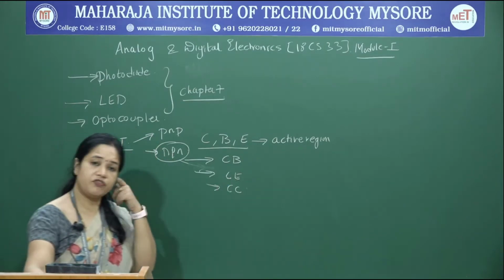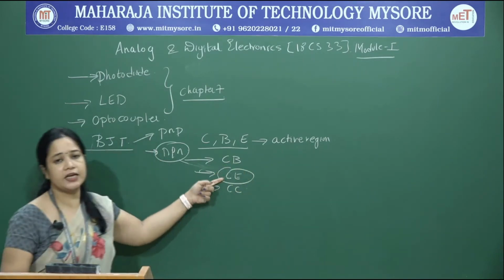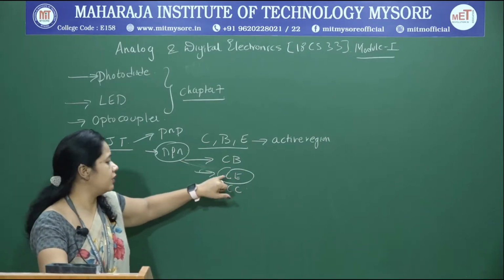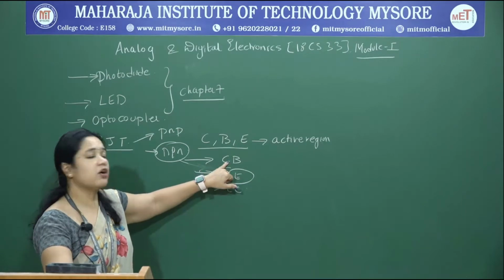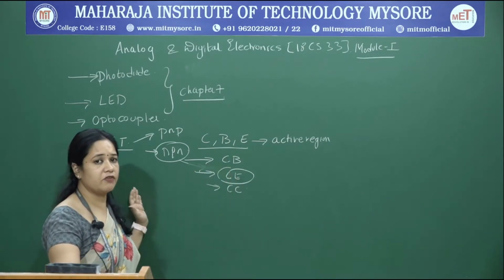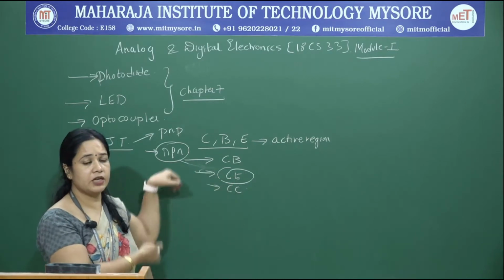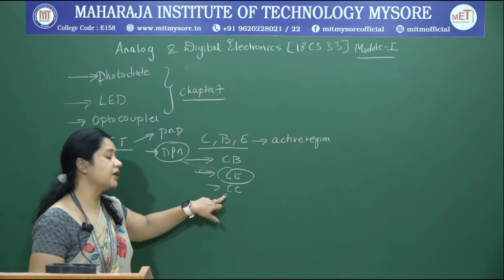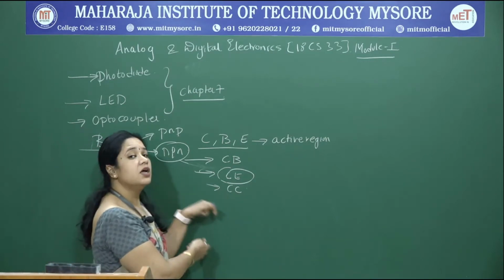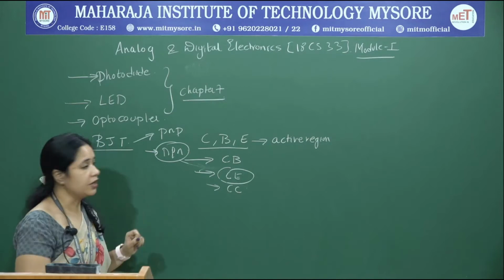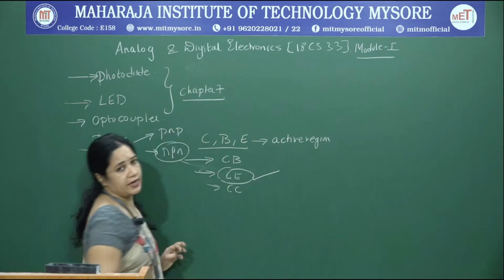Out of the 3 configurations, common emitter is widely used because of its stability of operation. What do we mean by common base? If the base is held common between the input and output, we call it common base. If the emitter is common between the input and output, we call it common emitter. The common collector configuration is one where the collector terminal is held common between the input and output.